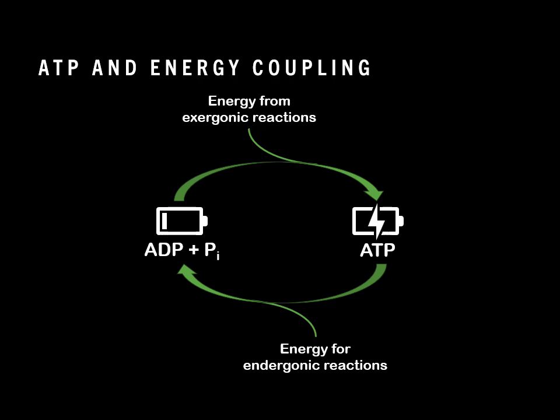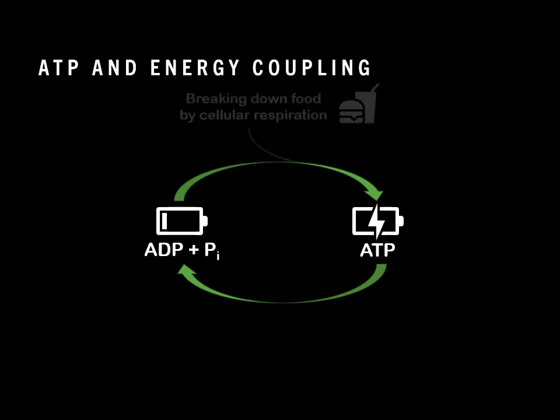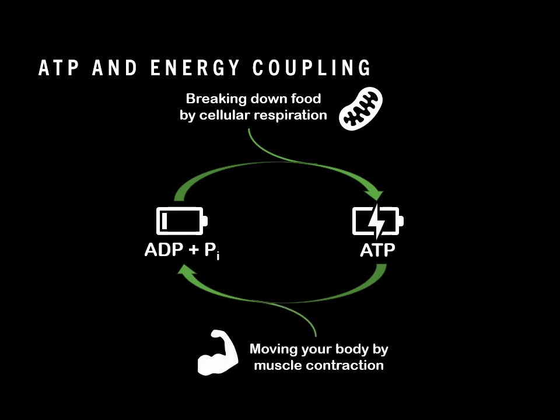In a cell, this energy is usually provided by breaking down food during cellular respiration, which occurs in the mitochondria, and provides energy for all of the things that an organism needs to do, like movement from muscle contraction, biosynthesis of macromolecules, transport of molecules inside and out of the cell, and even making new cells by cell division. In this way, ATP can be used to couple exergonic reactions to any of a cell's endergonic energy-requiring processes.